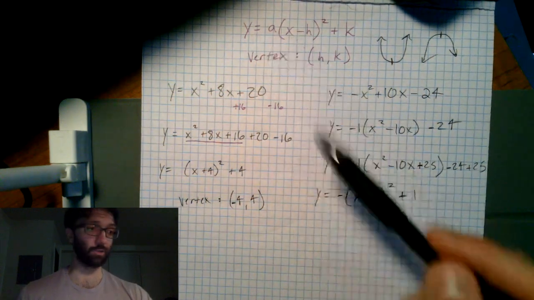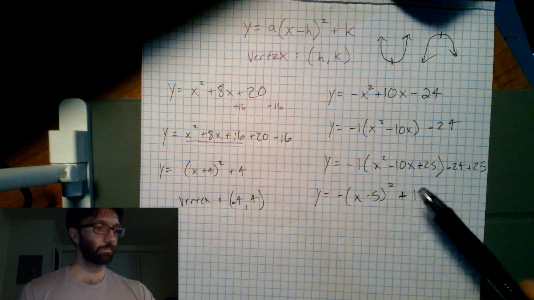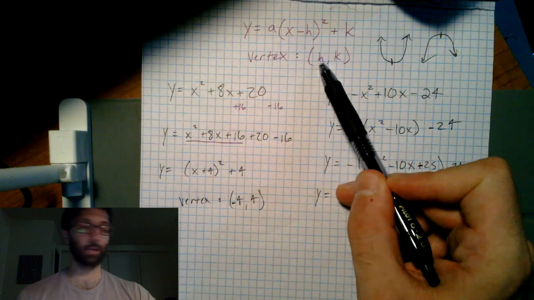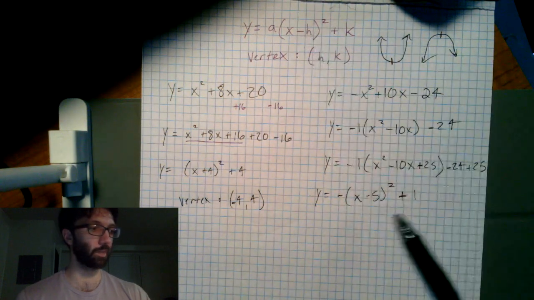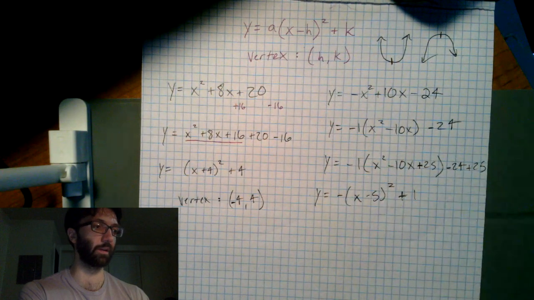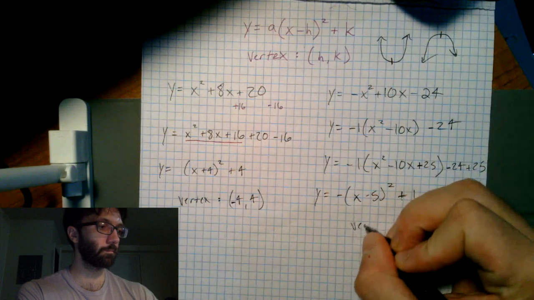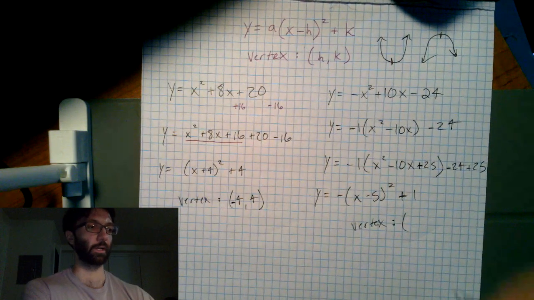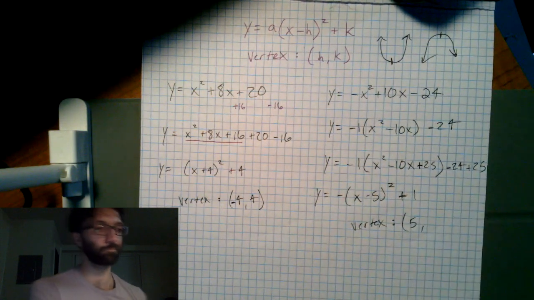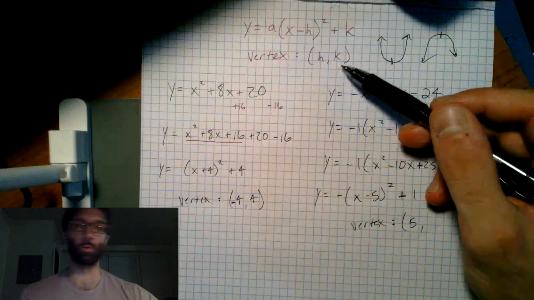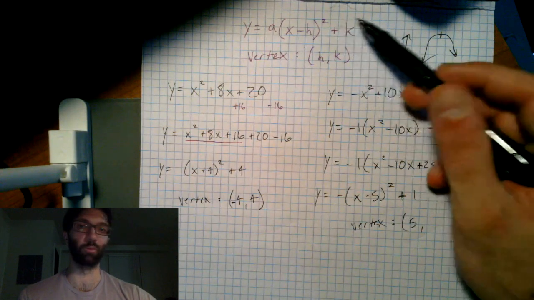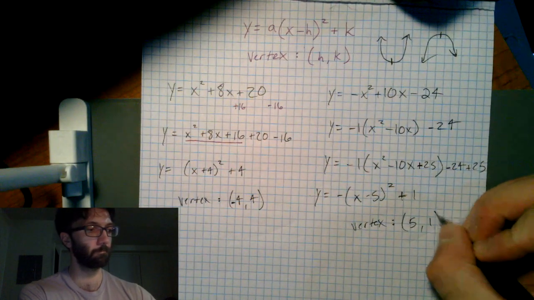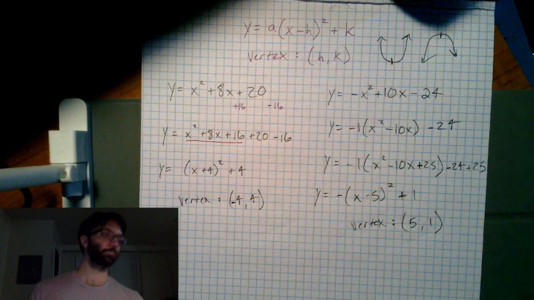A in this case is just negative 1. And then h, the x-coordinate of the vertex, is going to be the opposite of what we see here. So I see a negative 5, so I know the x-coordinate of my vertex is going to be positive 5. And then the y-coordinate of my vertex is just whatever we see here, and that's going to be a plus 1, positive 1. Okay.